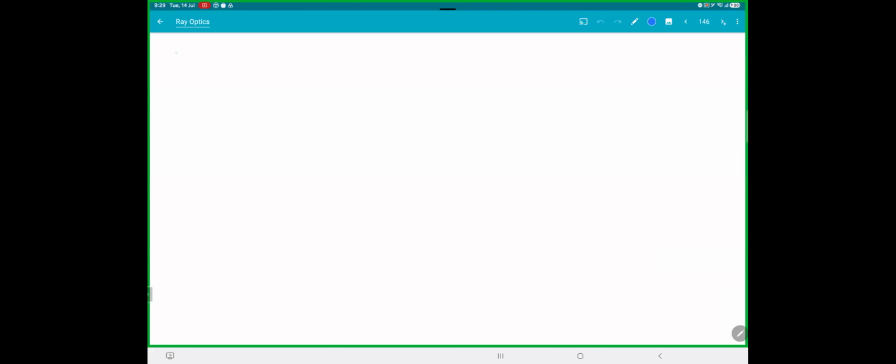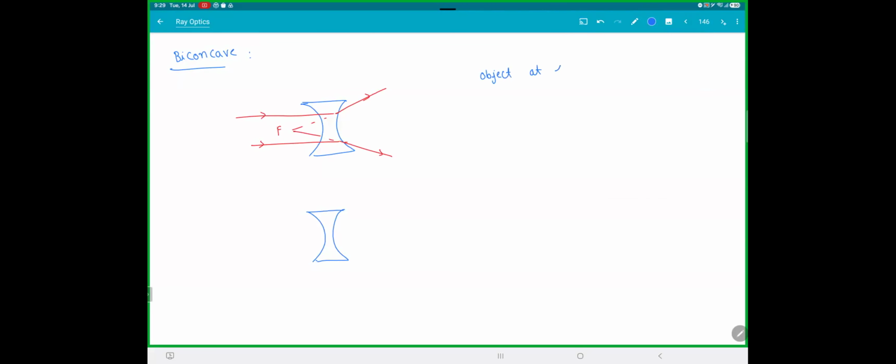Then if you go for biconcave, just like the convex mirror, we have only 2 cases here. If you send parallel rays, they will diverge. So the image forms at the focus. So object at infinity, image at focus, virtual, erect, highly diminished.